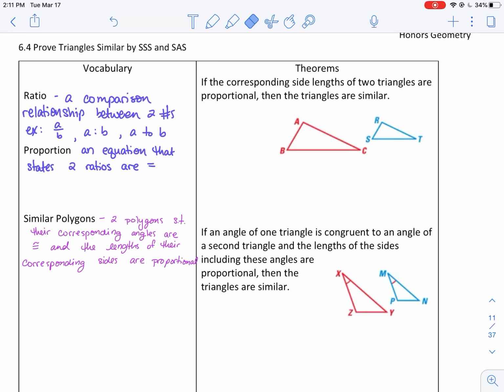Great. So we have our vocab for today. That should look very familiar as we've already talked about all three of those terms. All right, so let's go ahead and jump into our theorems for today.